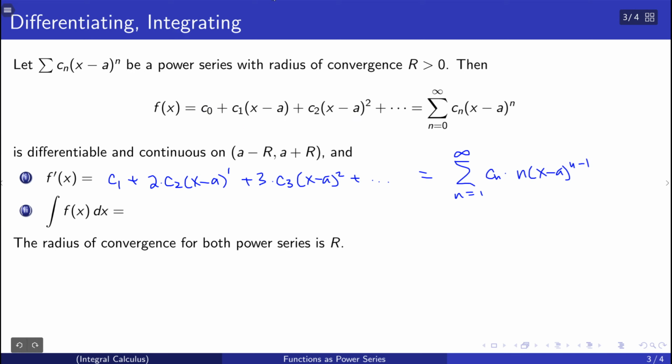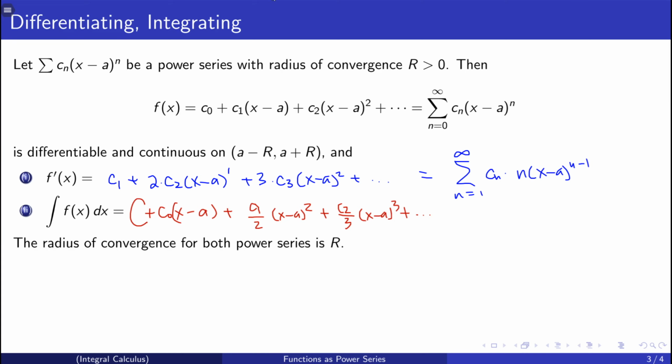And the same goes for integration. You can integrate this, c0x. I can just add the minus a there. c0 times a is a constant. It's like a constant of integration. c1 over 2, x minus a squared. c2 over 3, x minus a cubed, and so on. And there will be some constant term here at the beginning as well. It's an arbitrary constant.